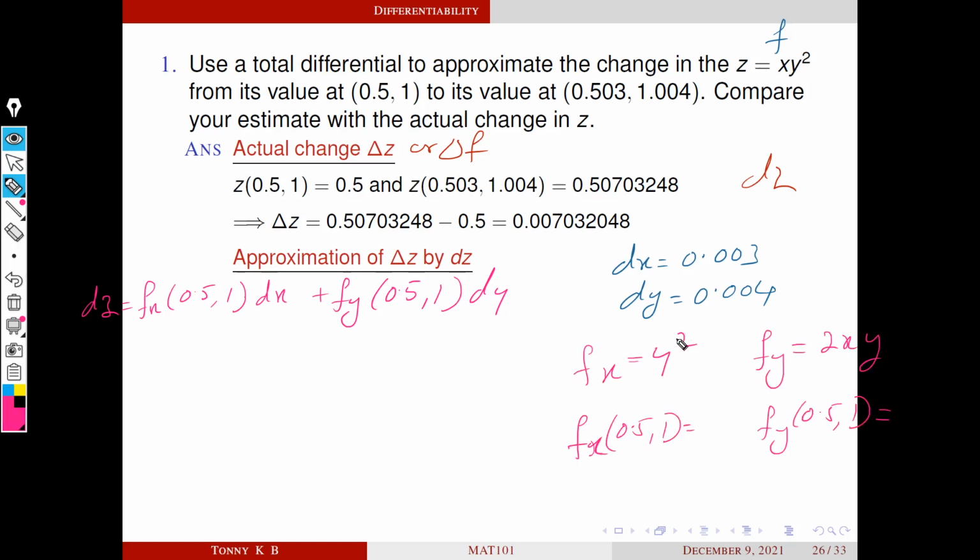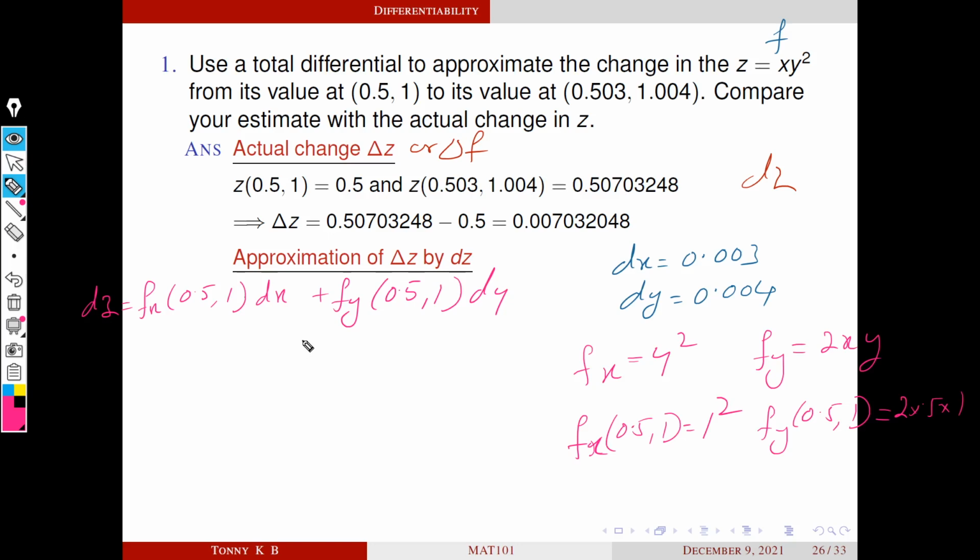Okay, so fx is y square and fy is 2xy. Then what about fx at (0.5, 1)? Here the y value is 1, so this is nothing but 1 square. And similarly, what is fy at (0.5, 1)? That is 2 into 0.5 into 1. Okay, now everything is clear. We can substitute everything in this formula for evaluating dz.